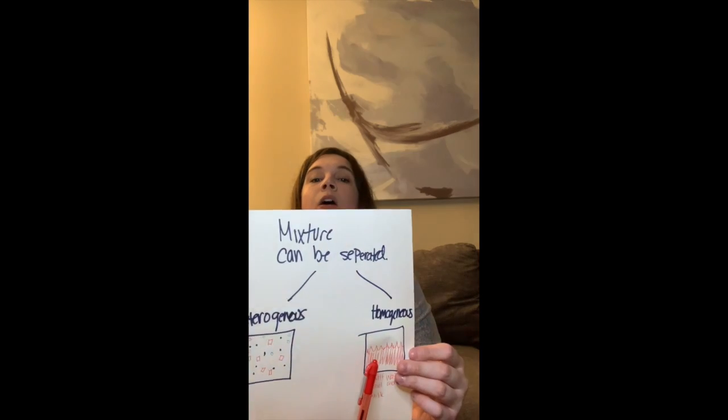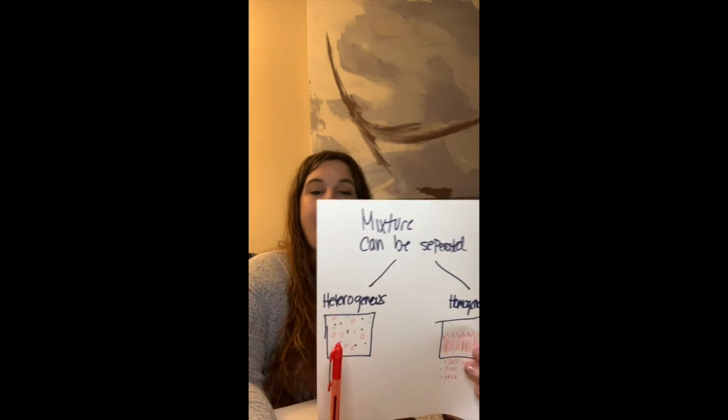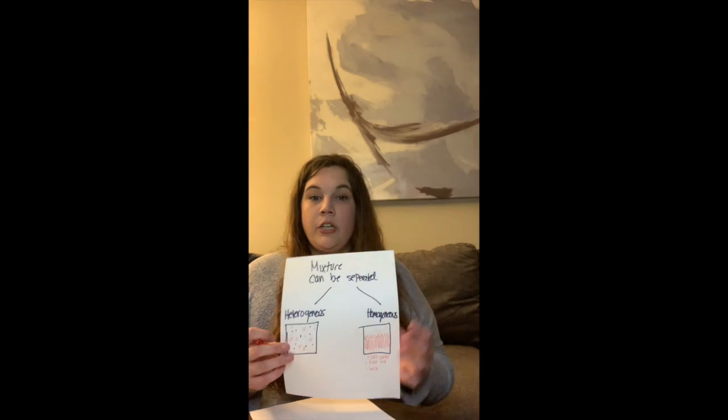The next thing is gonna be homogeneous. The difference with that is you can't tell the difference. That is gonna be something like Kool-Aid, milk, salt water, things that you can't see the different parts of. So when I show you this, you can see that in the homogeneous mixture, it's just the solid color red. And then in the heterogeneous, it's all these different shapes, colors, sizes. So a mixture can be separated.